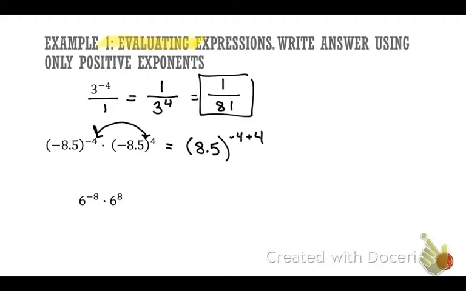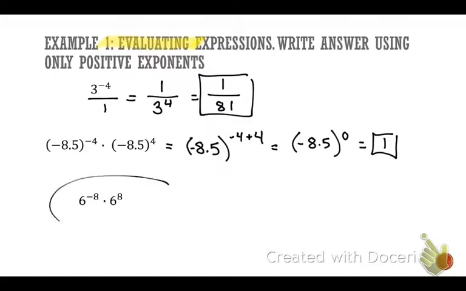What is negative 4 plus 4? 0. Well, that's nice. So, negative 8.5 raised to the power of 0 is not my final answer. Anything raised to the power of 0 is 1. So would that be negative 1? It is just 1. That's a great question. All right. Even though my base was negative, when I evaluate it to the power of 0, my answer is just 1. All right. I want you to try to do the last one.